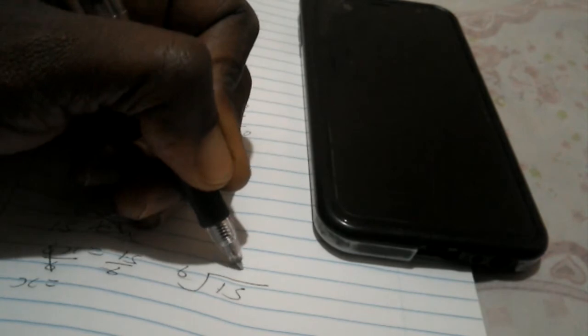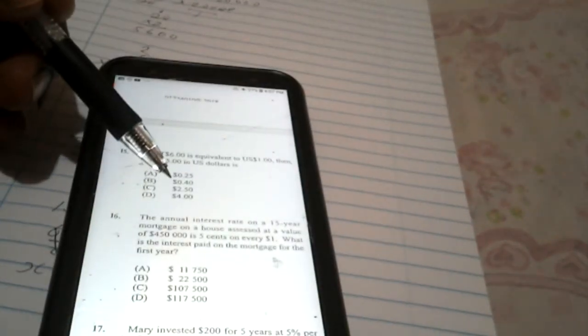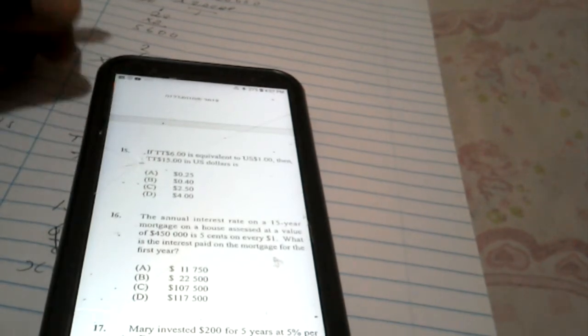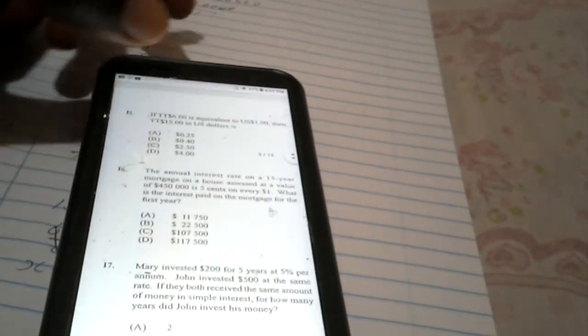6 can go into 15 twice. 2 times 6 is 12. If we take away 12 from 15, we're left with 3. So what we do, we put a decimal point and we add a 0. We did that back in primary school. 6 into 30 is 5, and 5 6s are 30. So basically the answer will be $2.50. Alright, so in our choices the answer would have been basically C, $2.50. That is C.